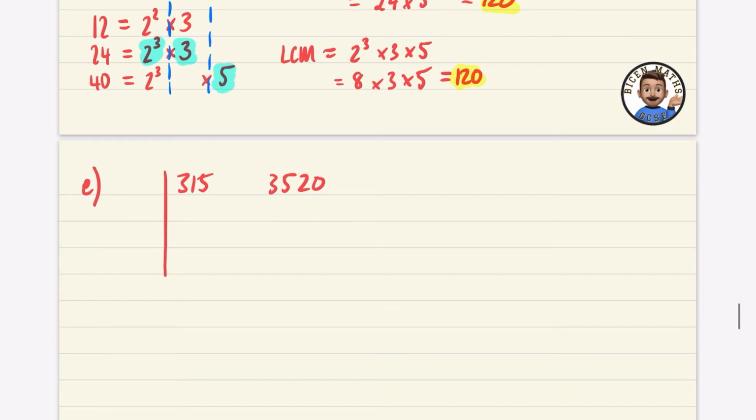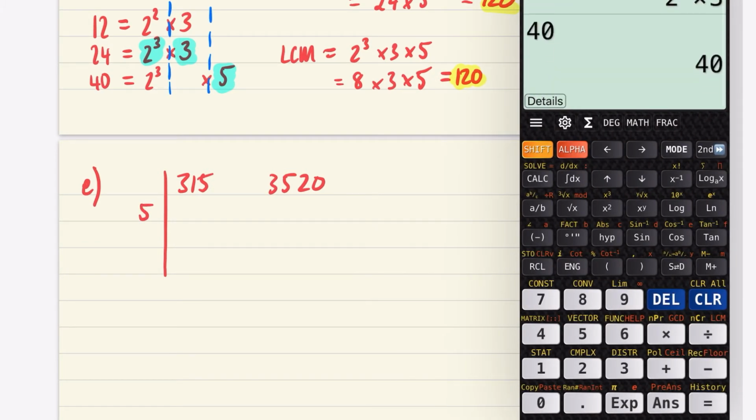I can see they can both be divided by 5 because they end in a 5 and a 0, and it does say that a calculator is allowed here. So 315 divided by 5 is 63. 3,520 divided by 5 is 704. Now, what times tables do we think these could both be in?